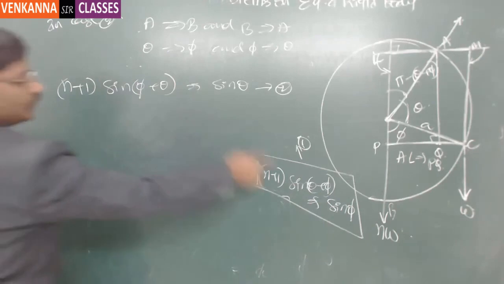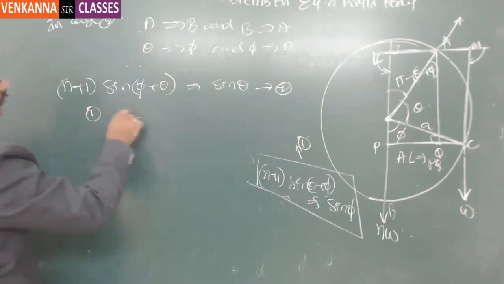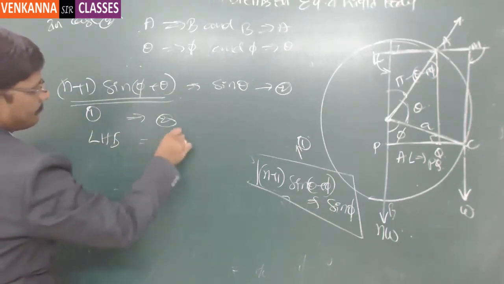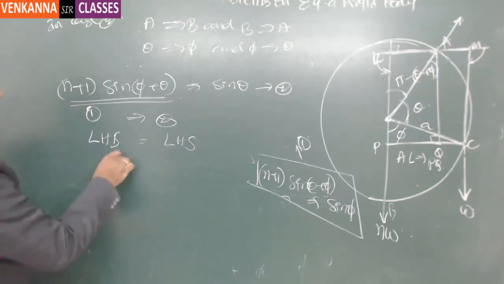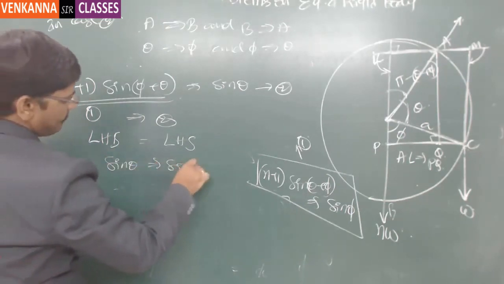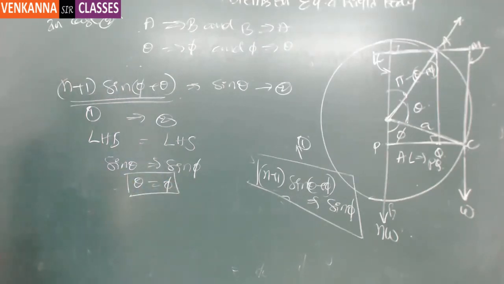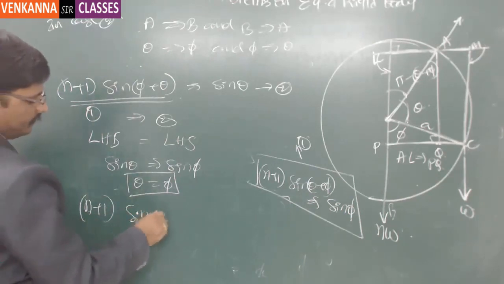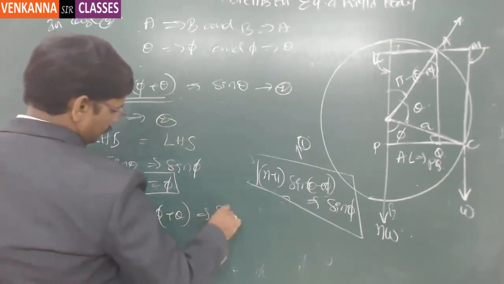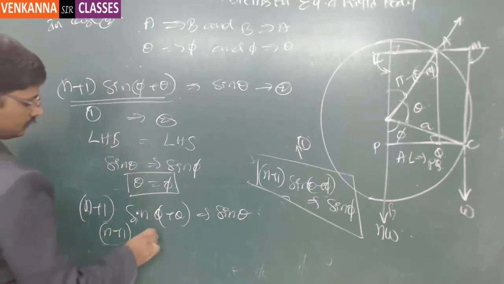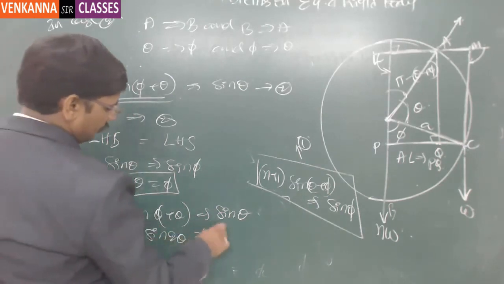Okay, so from these two relations, by equating equation 1 and 2, because the LHS on either side are both the same, then sine theta equals sine phi. It implies theta is equal to phi. So both are one and the same. So that is one important conclusion. If you substitute here theta is equal to phi, then n plus 1 times of sine theta plus theta is equal to sine theta. So this is n plus 1 times of sine 2 theta is equal to sine theta.